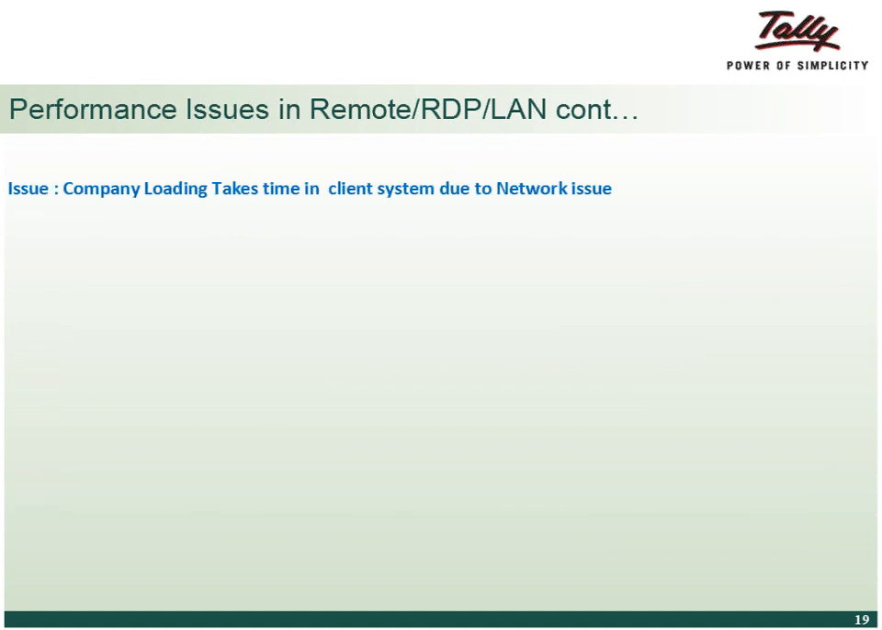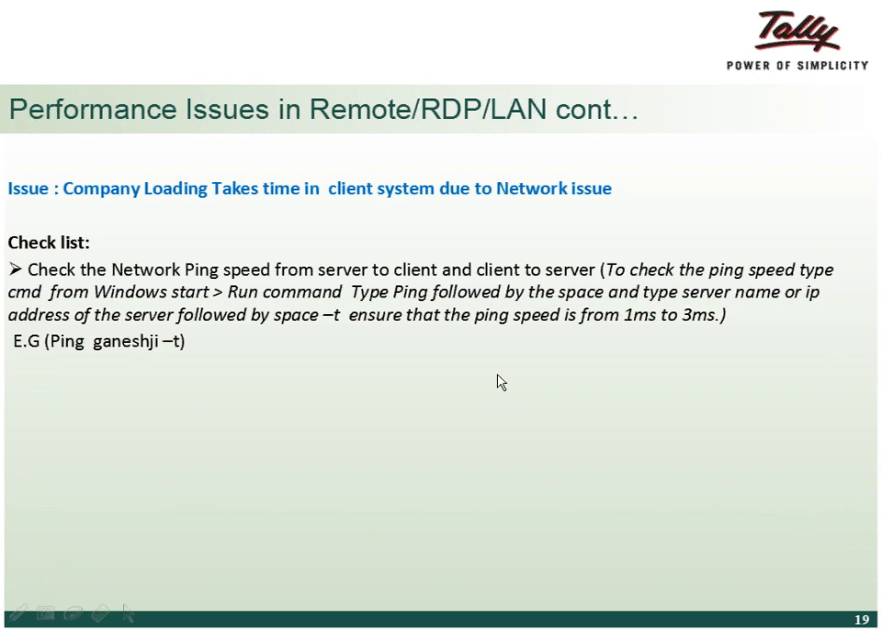Next issue you may come across related to performance is company loading takes time in client system due to network issue. So you need to follow the below checklist. Whenever the company loading issue is being reported by customers only on the client systems, check whether the ping speed from the server system to client system and client to server is pinging at the rate of equal to 1 ms or equal to 3 ms or less than 3 ms.